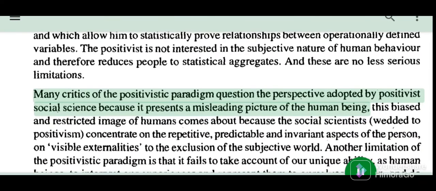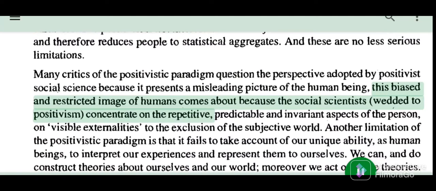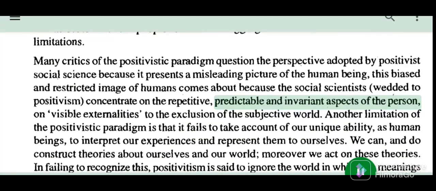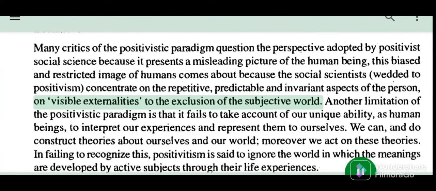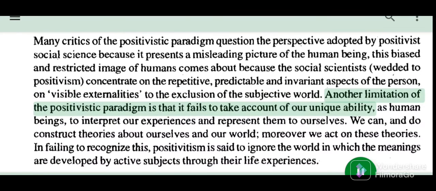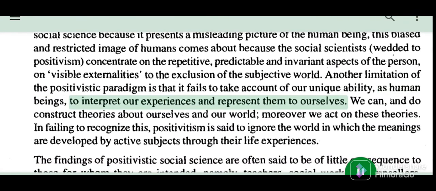Many critics of the positivistic paradigm question the perspective adopted by positivist social science because it presents a misleading picture of the human being. This biased and restricted image of humans comes about because the social scientists wedded to positivism concentrate on the repetitive, predictable and invariant aspects of the person, on visible externalities, to the exclusion of the subjective world. Another limitation of the positivistic paradigm is that it fails to take account of our unique ability, as human beings, to interpret our experiences and represent them to ourselves.